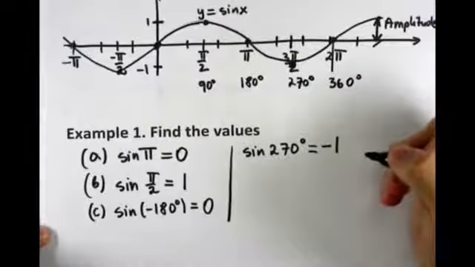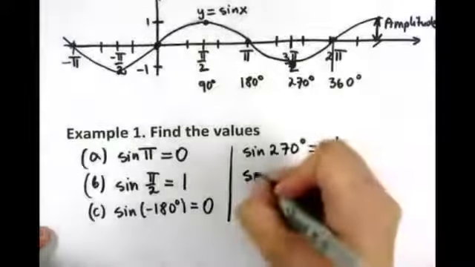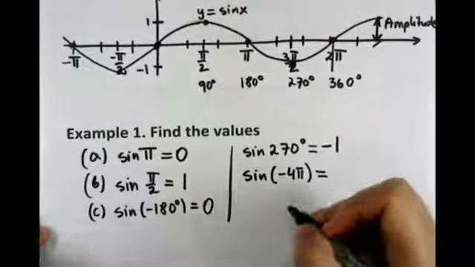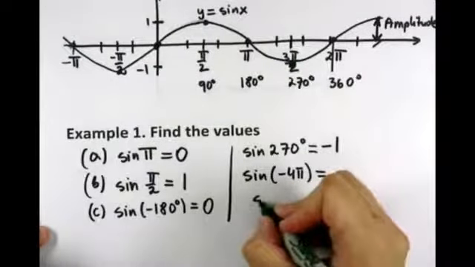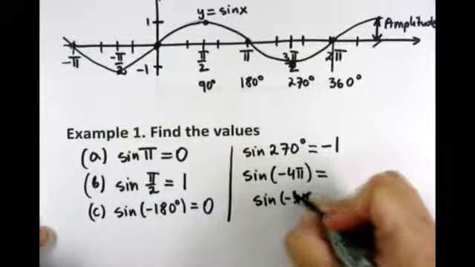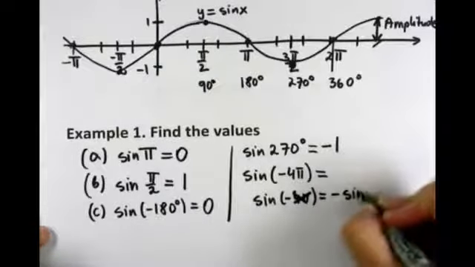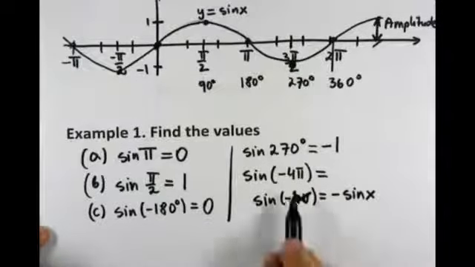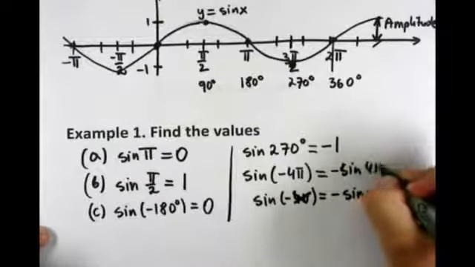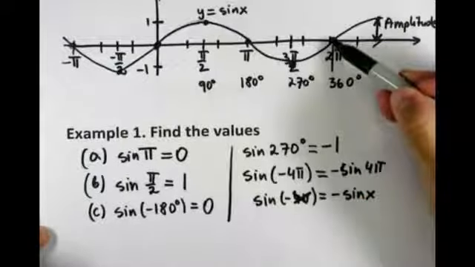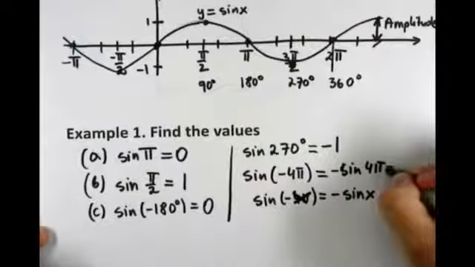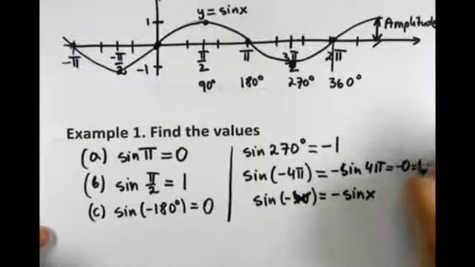Read the value from the graph. And then we have sine minus 4 pi, for example. We can use the property that the function is odd, so sine of minus x is minus sine x. So sine minus 4 pi is minus sine 4 pi. If sine at 2 pi is 0, and we continue, it will be 4 pi, so the value is 0. So this would be minus 0, which is 0.